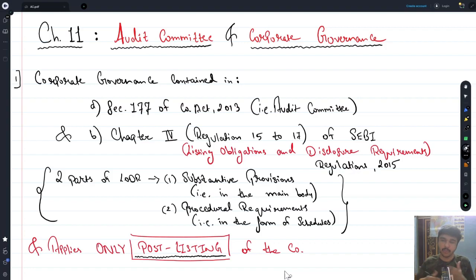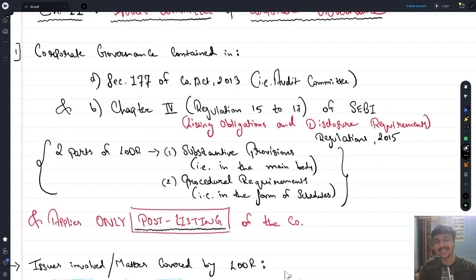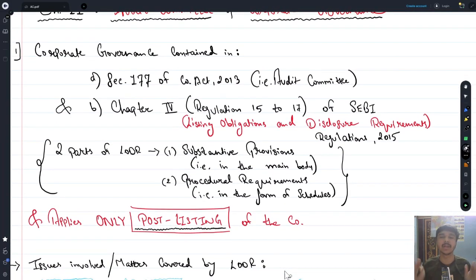Okay, moving to our topic, we will just jump into it now. The first thing is that corporate governance is contained firstly in Section 177 of the Companies Act 2013. This is where we are going to find the audit committee as prescribed under the Companies Act 2013. And the next thing we are going to do is Chapter 4, that is the SEBI LODR. Notice LODR: Listing Obligations and Disclosure Requirements.